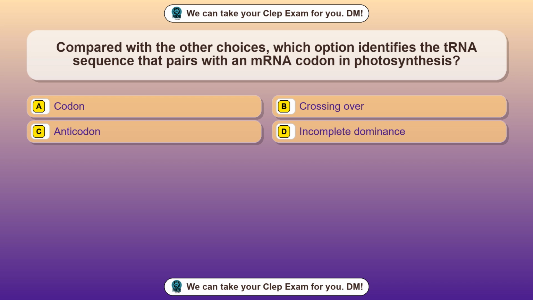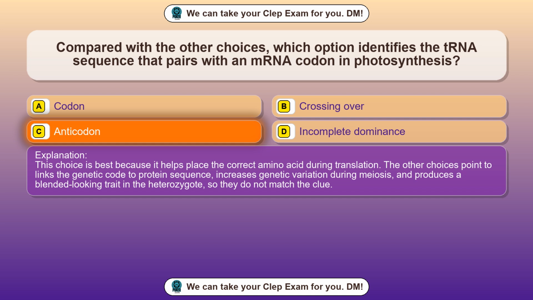Option C. Anticodon. Option D. Incomplete dominance. The correct answer is option C. Anticodon. This choice is best because it helps place the correct amino acid during translation. The other choices point to links the genetic code to protein sequence, increases genetic variation during meiosis, and produces a blended-looking trait in the heterozygote, so they do not match the clue.